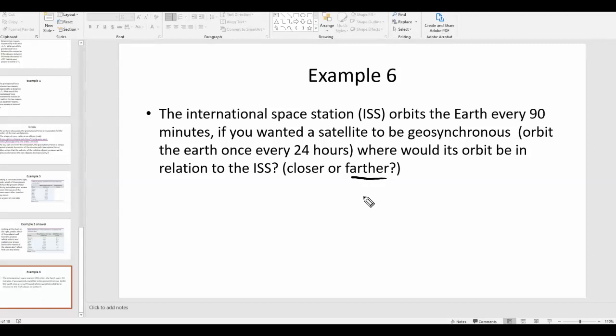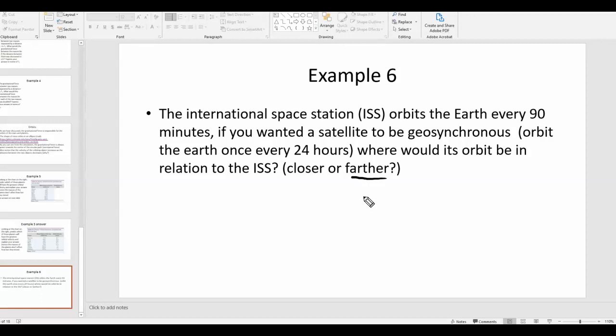Okay, so the ISS is actually pretty close to the Earth. That's why it orbits the Earth every 90 minutes. Satellites that are geosynchronous are placed farther out away from the Earth. That way they take a longer time to orbit.